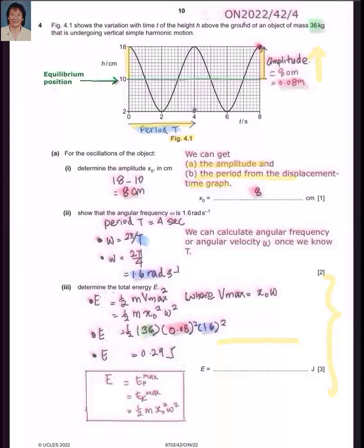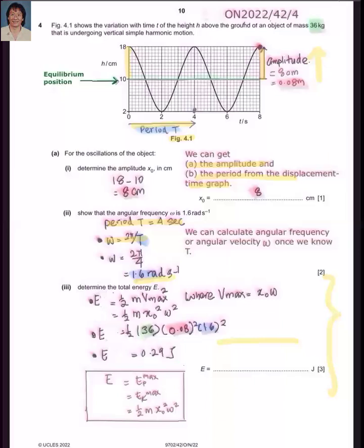We know that the period is 4 seconds. Therefore, we can find the angular velocity, which is given by 2 pi over T. Substituting the period of 4 seconds into the equation will give you 1.6 radian per second, to 2 significant figures. In part 3, you have to determine the total energy E.